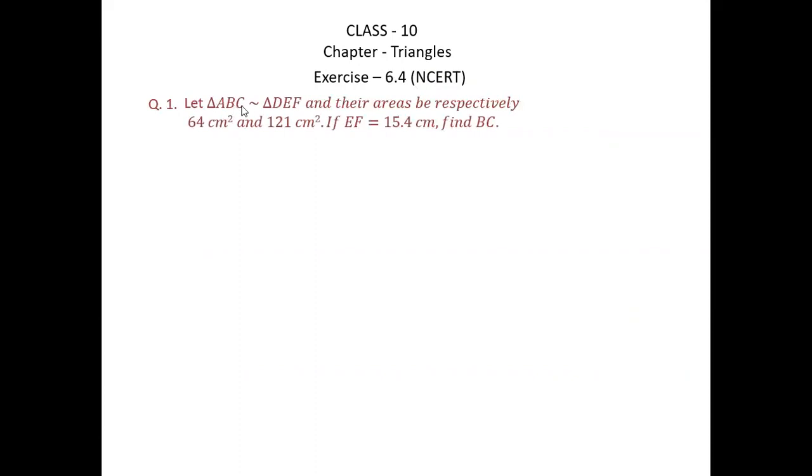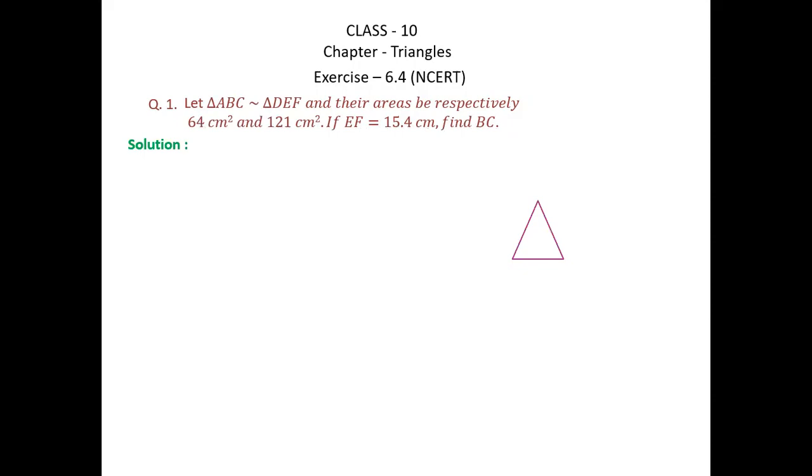Triangle ABC is similar to triangle DEF and their areas are respectively 64 centimeter square and 121 centimeter square. If EF is equal to 15.4 centimeter, find BC. That means area of triangle ABC is 64, area of triangle DEF is 121. EF is given, I have to find BC. Now let's draw the solution. First let's draw the figure.